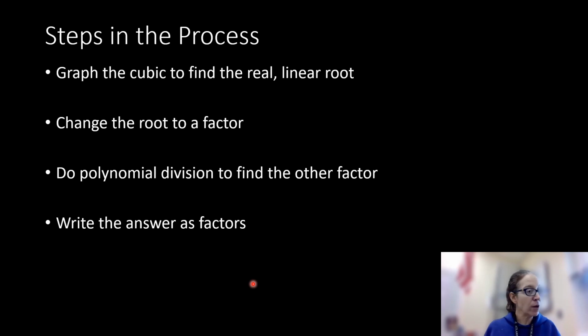Remember, what we're trying to do here is factor an expression. That is, find the things that are multiplied, that when you multiply them are going to give us that expression. So we're going to graph the cubic to find the first answer, or first factor, well, root, and then change the root to a factor. Then do polynomial division to find the other factor, and then we just have to make sure we present the answer in the correct way.